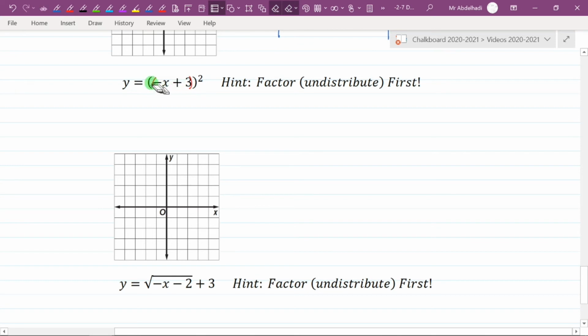So let me actually write this again so I have more room to work here. So we have y equals, okay, there's the original set of parentheses. Here's the negative x plus 3 that we have there. And here's the squared, okay? Just made a little bit more room here.